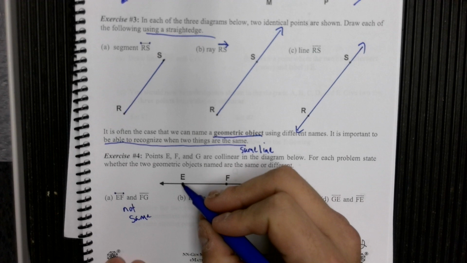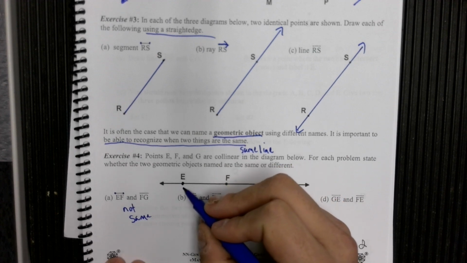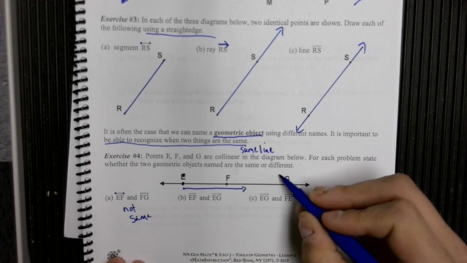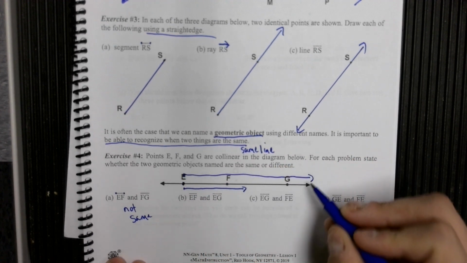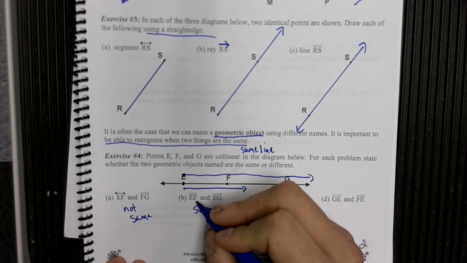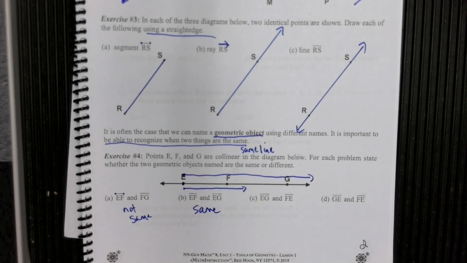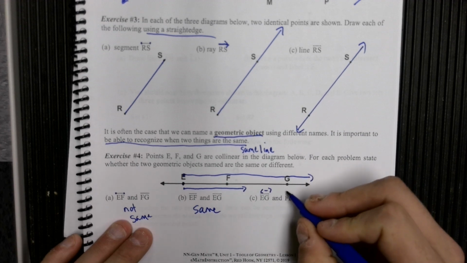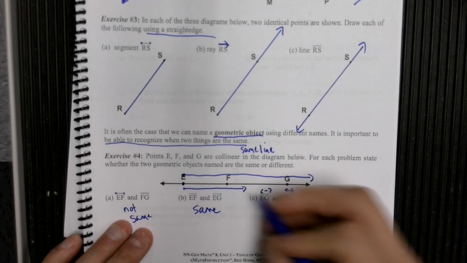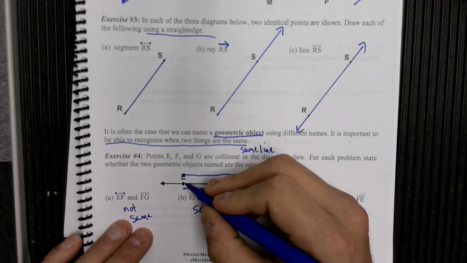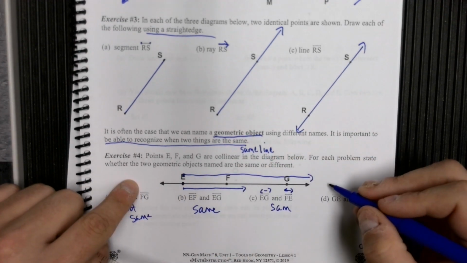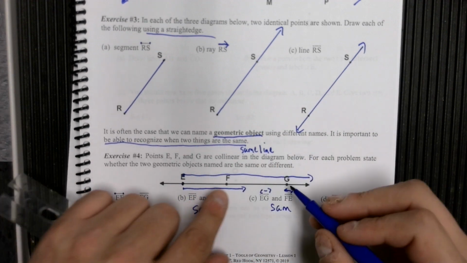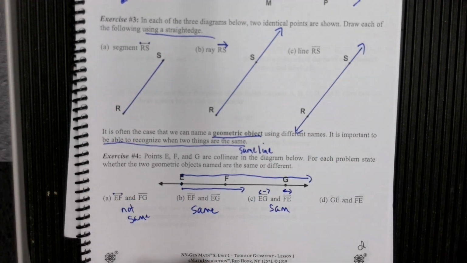Ray E to F, and ray E to G. These are the same because they have the same endpoint and they're going through the same points. Okay? This is representing lines EG and FE. Well, they are the same because E and G both directions is going to be the same as F and E both directions.